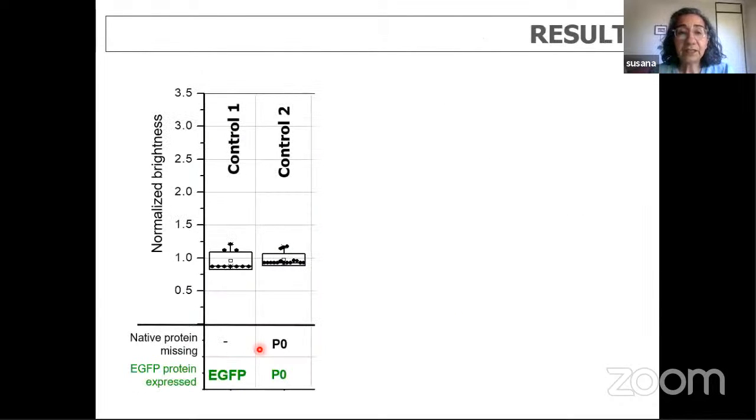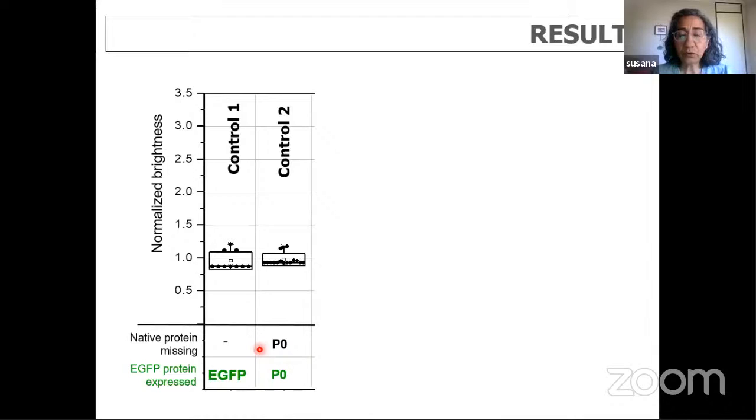Let's see what we have here. Here are the results. So this is the normalized brightness, and here are the two controls. I have to say that this work with scanning FCS, and all the FCS in general, probably requires more controls than experiments. But at the end, the data are pretty robust because of those controls. So here are the controls.